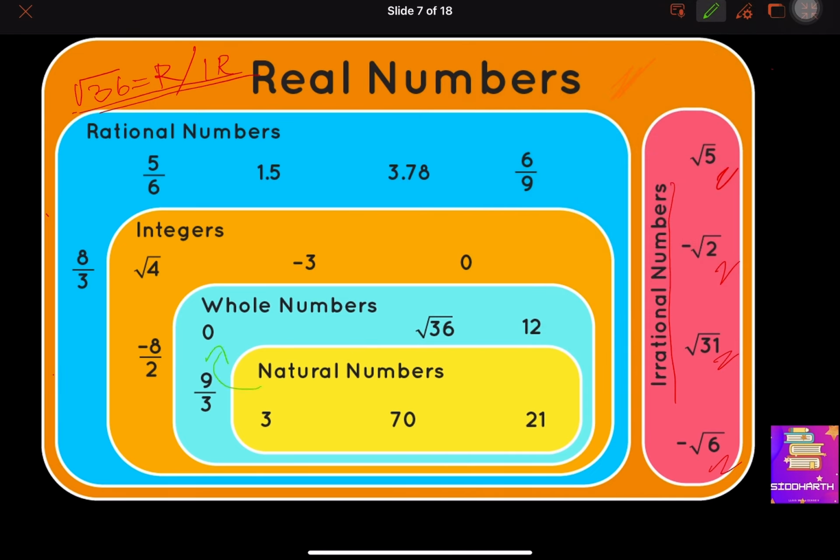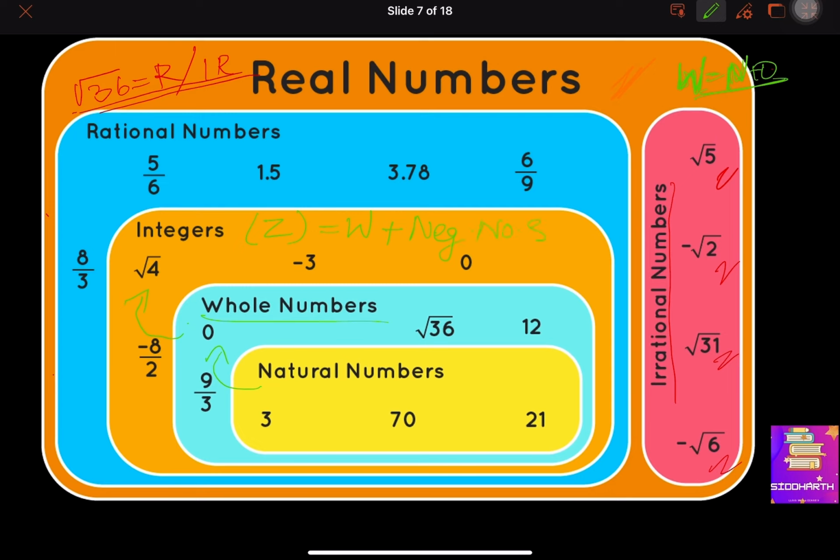Natural numbers are whole numbers. How? What are whole numbers? Whole numbers are natural numbers plus 0, right? So natural numbers are whole numbers. Now, whole numbers are integers. How? Now what are integers? Integers equal whole numbers plus negative numbers, right?